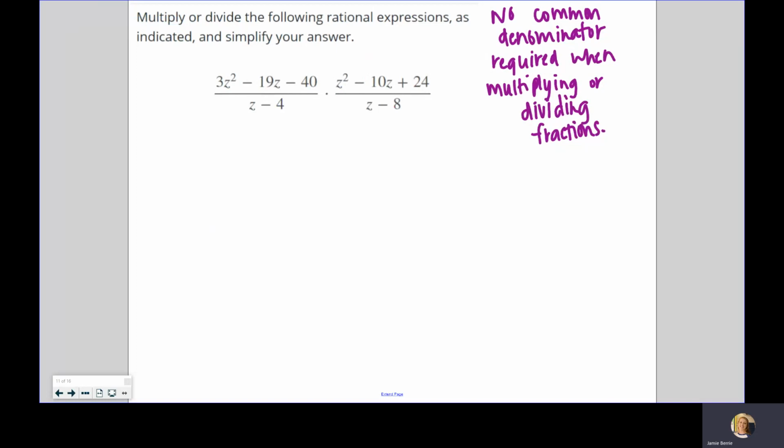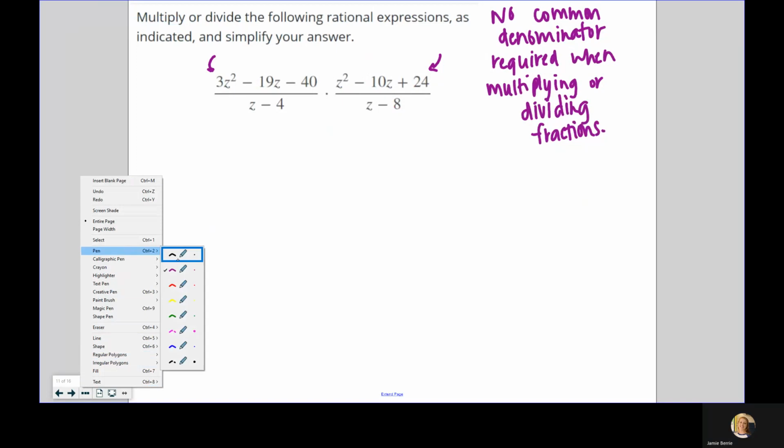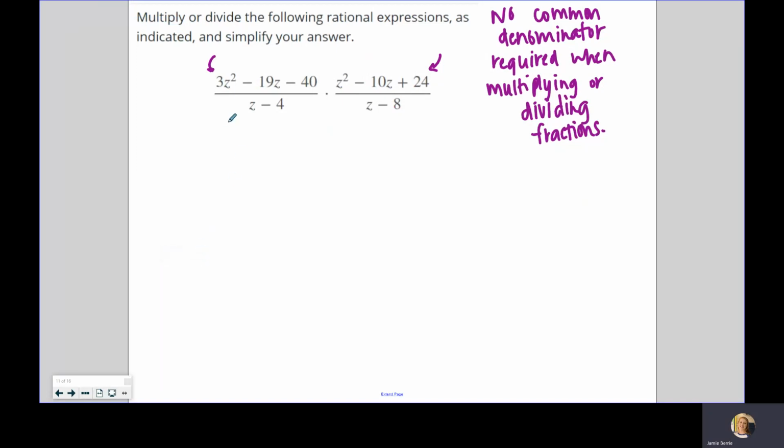Okay, so before we multiply or divide, you want to make sure that all of your numerators and all of your denominators are factored completely. All right, so definitely going to have to do some work here, and then definitely going to have to do some work here. These denominators cannot be factored, so you don't have to worry about those. All right, let's look at this numerator. So this is what I'm actually going to do first. I'm going to just write this polynomial down. We're going to factor it.